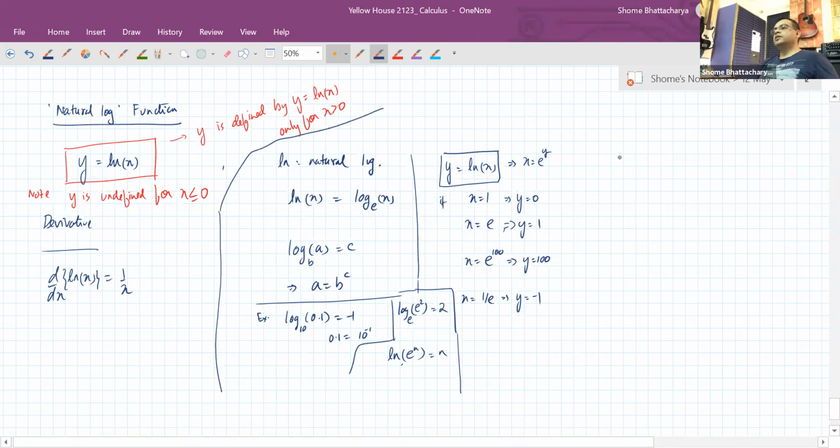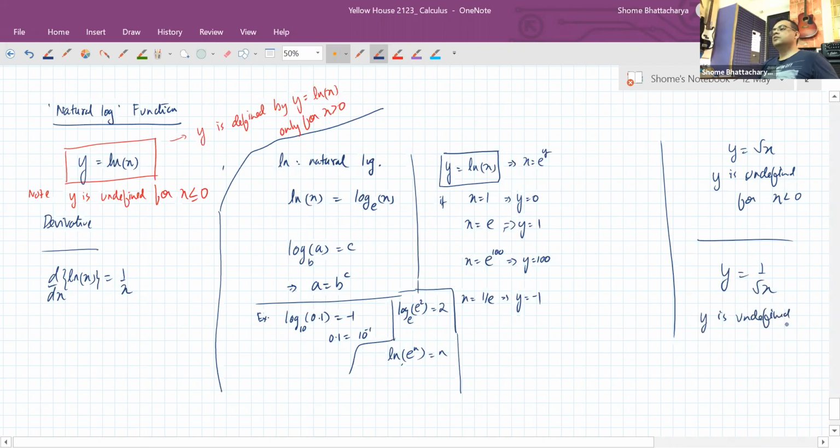This is somewhat like saying something like this. If y is equal to root x, you can see that y is undefined for negative values of x. Similarly, if I were to take the function 1 upon root x, then again y is undefined for x less than or equal to 0, because here even division by 0 is not allowed. It's only defined for positive values of x. Here in the first one, y is only defined for non-negative values of x. Here y is defined only for positive values of x. So like that, the natural log function also has the property that we can define values of y only for positive values of x. For non-positive values of x, y is not defined by this function.